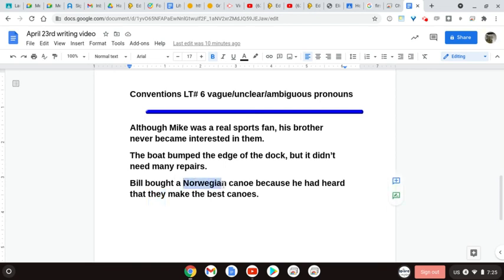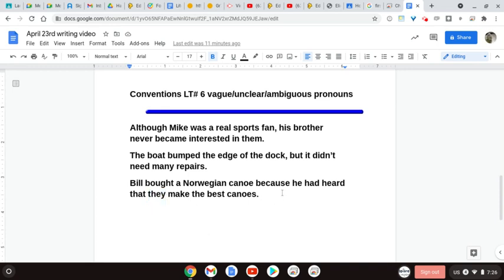Norwegian is not a noun. It's describing the canoe. It's an adjective to describe the canoe, which means that we have no noun that this is referencing. So we have to use the Norwegians so that it makes it more clear. So it should read, Bill bought a Norwegian canoe because he heard that Norwegians make the best canoes. Now, Norwegians by itself is a noun, but in this case, the word Norwegian is being used to describe the canoe, and that's why we have to change this, because it's a vague, ambiguous pronoun.